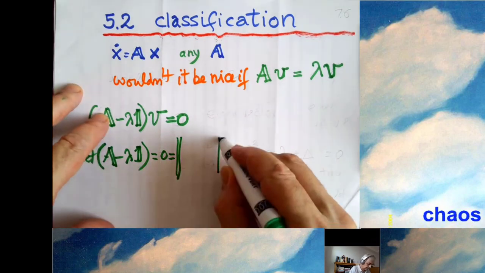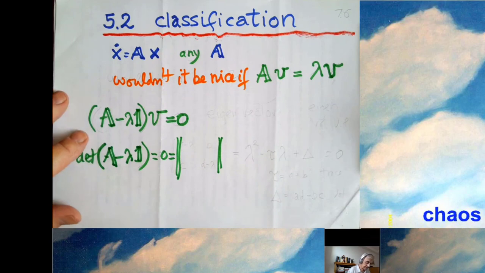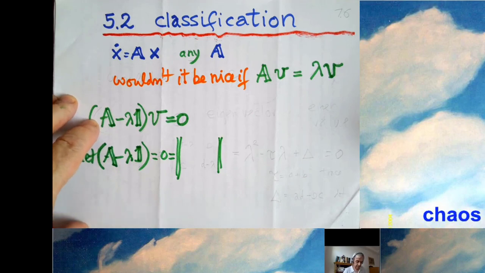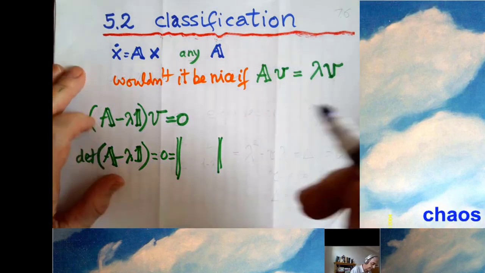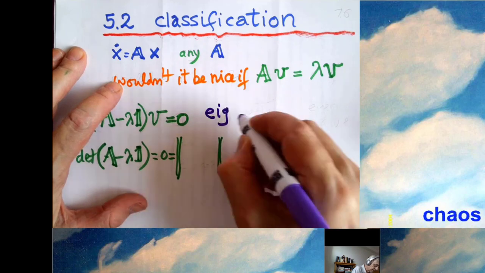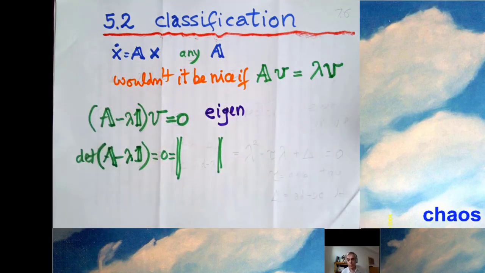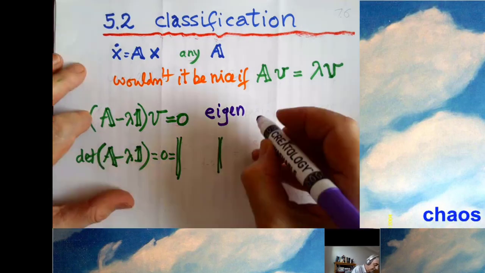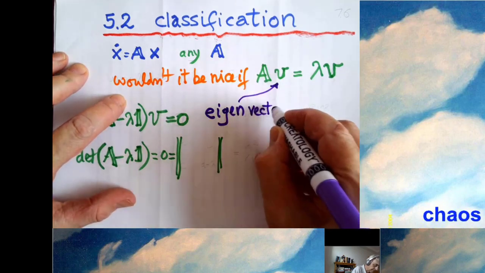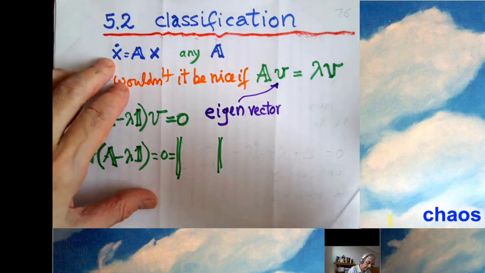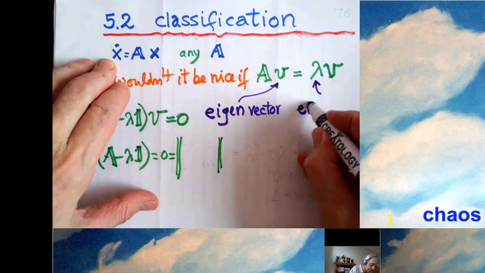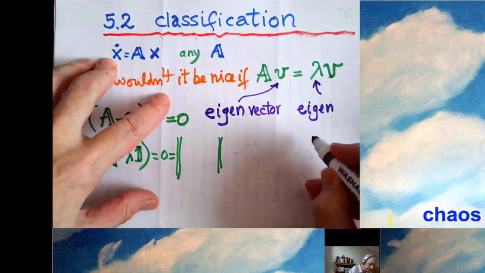Now, what's the determinant? Before I continue, this is so important that German mathematicians gave it a name which makes perfect sense in German. So eigen in German means own, my own. So they call this eigenvector. And they said, well, this value, and you'll see why it is my own, is the eigenvalue, my own value.